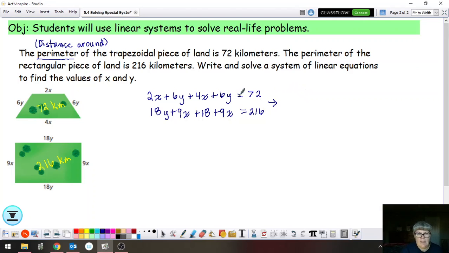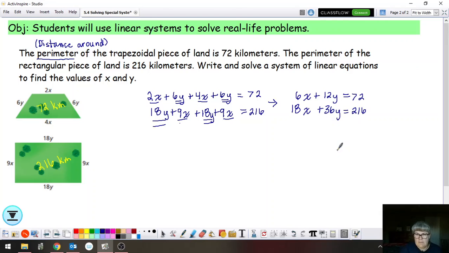So if I combine like terms, 2x plus 4x is 6x, 6y plus 6y is 12y, equals 72. Oh, I forgot my y on that 18 there. And then I'm going to start with the x's so that we have our x's lined up in our system. 9x plus 9x is 18x plus 18y plus 18y is 36y equals 216.